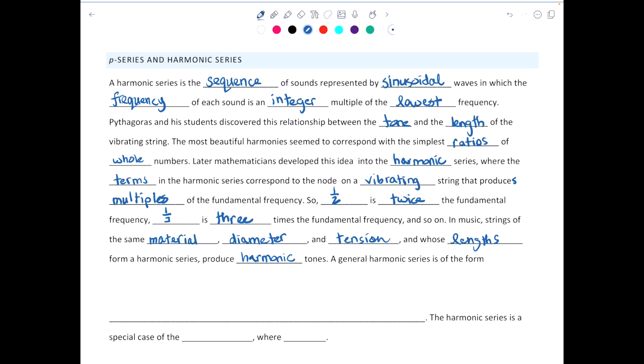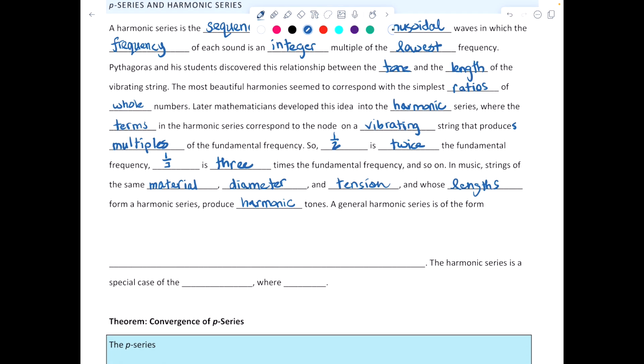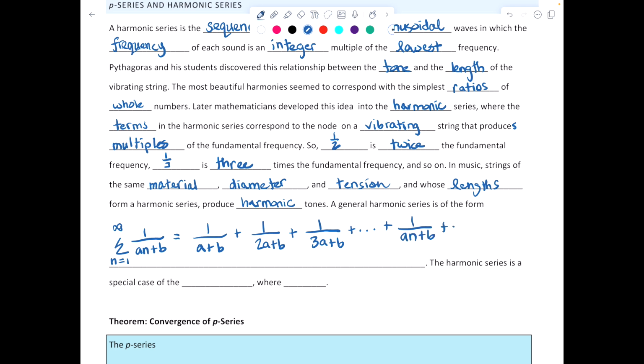A general harmonic series is of the form: the summation as n goes from 1 to infinity of 1 over a times n plus b, which will be equal to 1 over a plus b, plus 1 over 2a plus b, plus 1 over 3a plus b, and you keep going on. You get to 1 over a n plus b, and you go on from there.